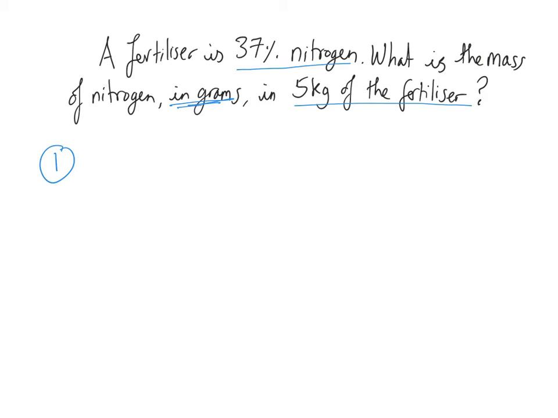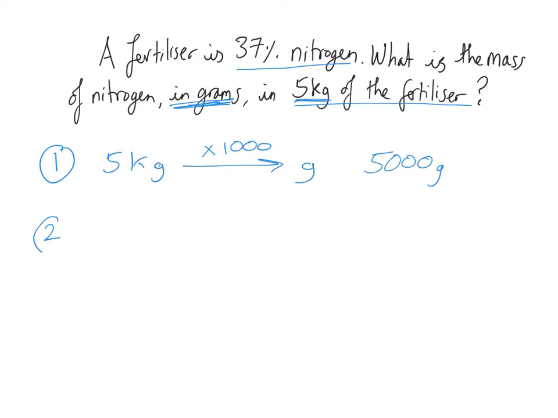We have been told that we want our final answer to be in grams, but the first part of our problem is being given in kilograms. So I'm going to deal with that bit first. 5 kilograms, I'm going to turn that into grams. And the way that you do that is you multiply by 1,000. And so 5 kilograms equals 5,000 grams. So that was our first task.